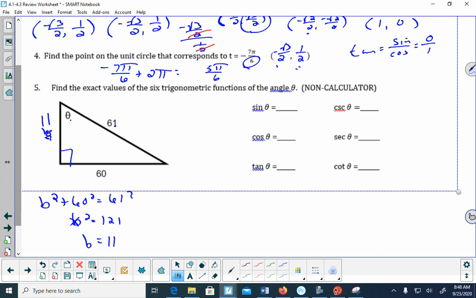To find the sine, remember I'm looking from this angle, so I'm going to do the opposite over hypotenuse, which is going to be 60 over 61. The cosecant is a reciprocal, so I'm going back here and just flipping it, so 61 over 60. The cosine is the adjacent, so it's the side that helps form this angle, so 11 over the hypotenuse, which is 61. The secant is a reciprocal, so I'm going to just flip the 11 over 61 and make it 61 over 11. The tangent is the opposite over the adjacent, so this will be 60 over 11. And then the cotangent will be the reciprocal of that, which is 11 over 60. So that's my answer.